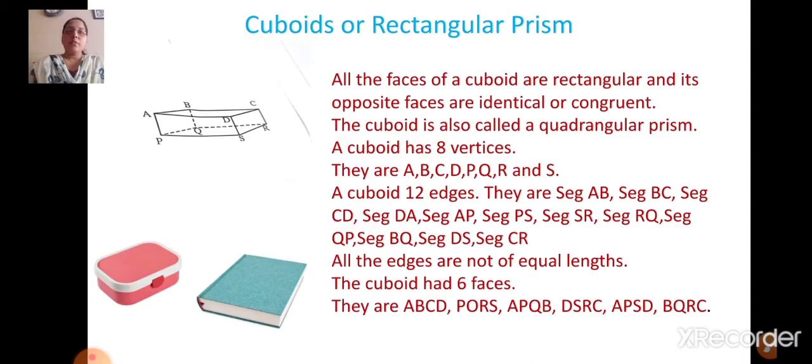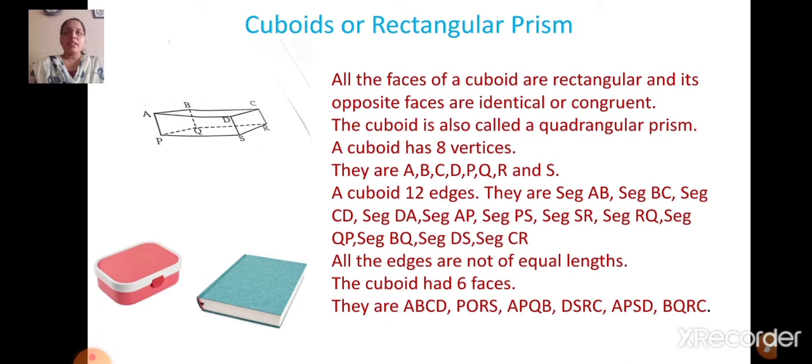The first shape which we have learnt is cuboids or rectangular prism. Cuboid is also known as rectangular prism and it is also known as quadrangular prism. You can see the figure of a cuboid on my screen, children.